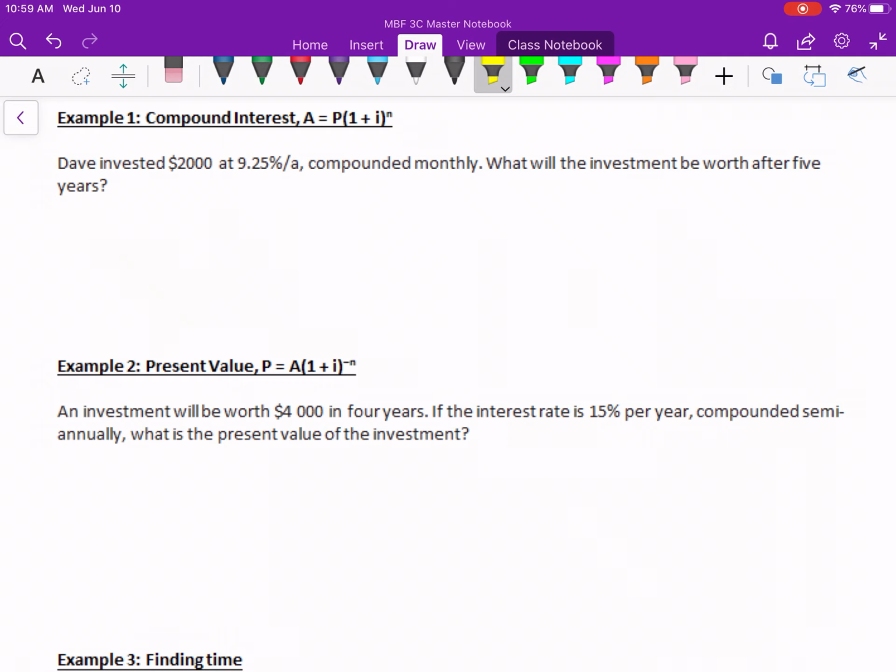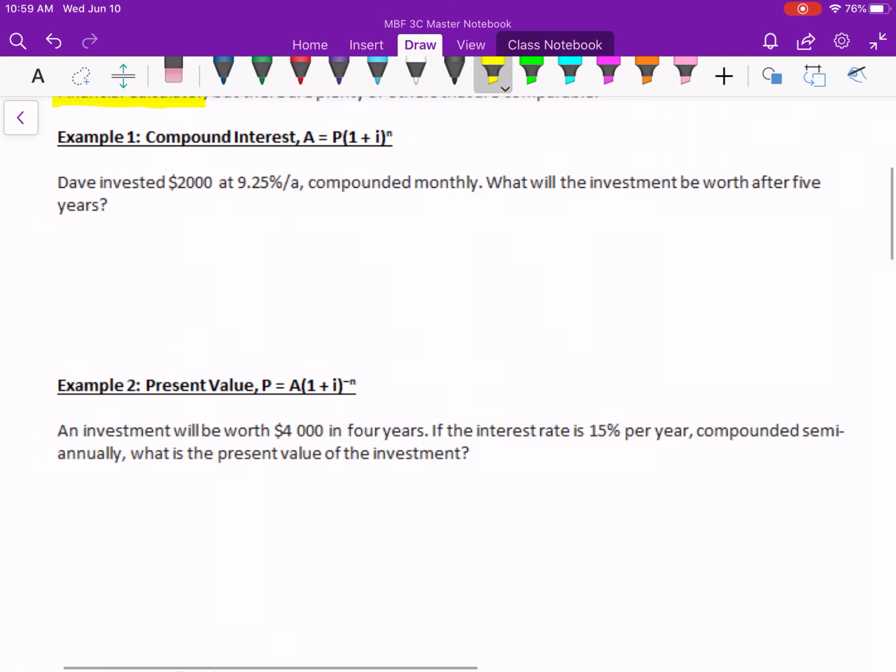So first, let's just do a straight up compound interest one. We've learned this formula here, A equals P times 1 plus i to the n. We have to calculate i, we have to calculate n, we have to know what P is, but if we use a financial calculator, we don't need to do all that. We just have to identify that this is our P for present value.